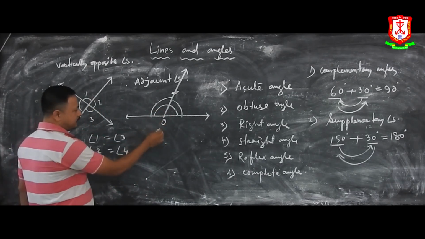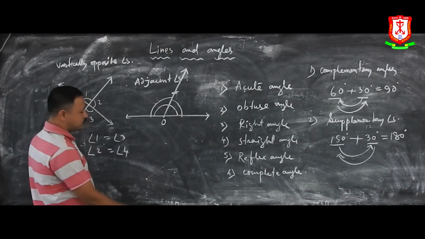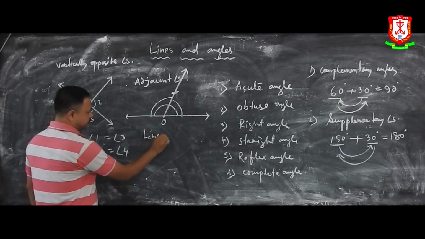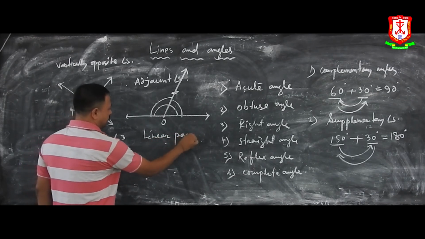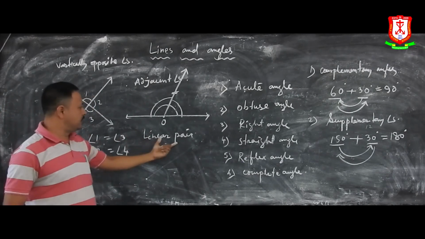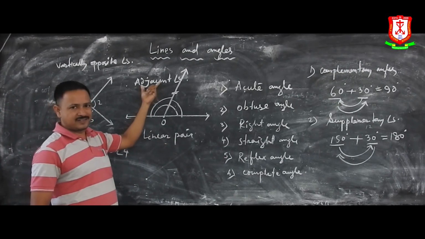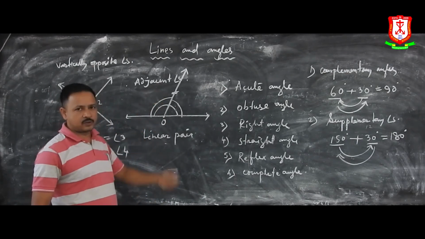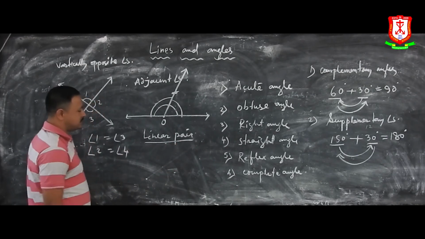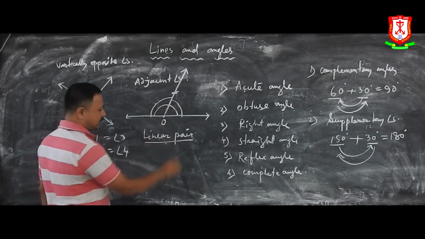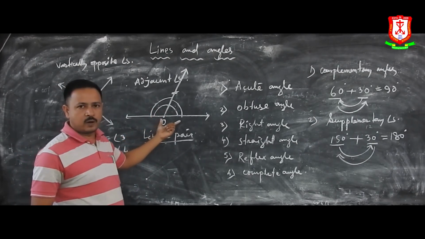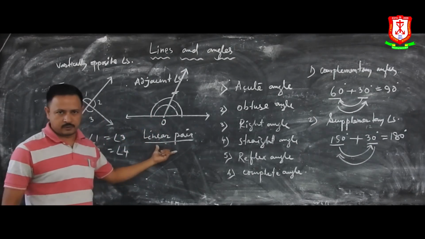And since the sum of these two adjacent angles is 180 degree, we can call these two a linear pair. So the difference between linear pair and adjacent angles: linear pairs are adjacent angles, but all adjacent angles are not linear pairs. But linear pairs are adjacent angles; when the sum of any two adjacent angles is equal to 180 degree, then they are called a linear pair.